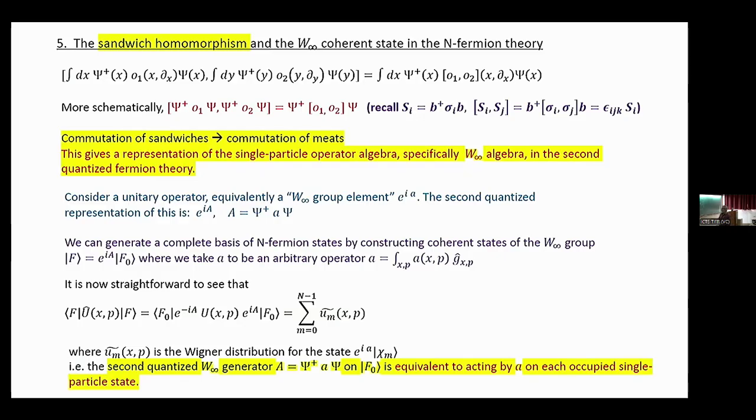So tilde xp is a Wigner distribution for the state u e to the power i little a acting on chi m, where chi m were the original states, where a is this guy. Therefore, all the occupied states are simultaneously rotated by a single particle W infinity rotation, and these are the coherent states which are complete in the space of the n particle states. Therefore, I can describe the n fermion Hilbert space in terms of these, and I will show how this shows up in the path integral formulation as well.